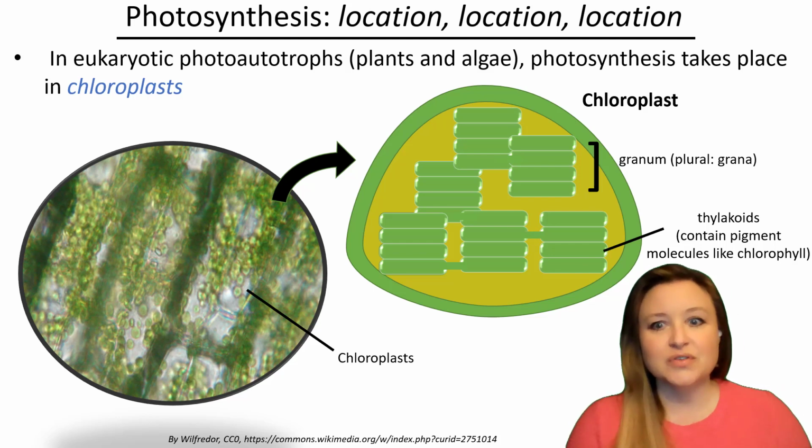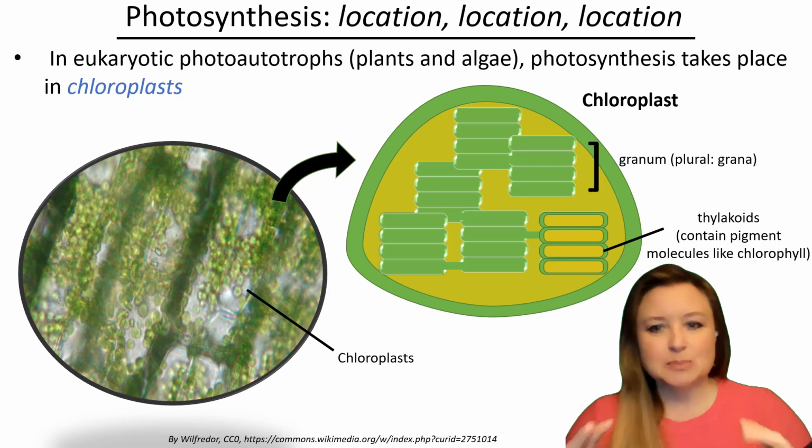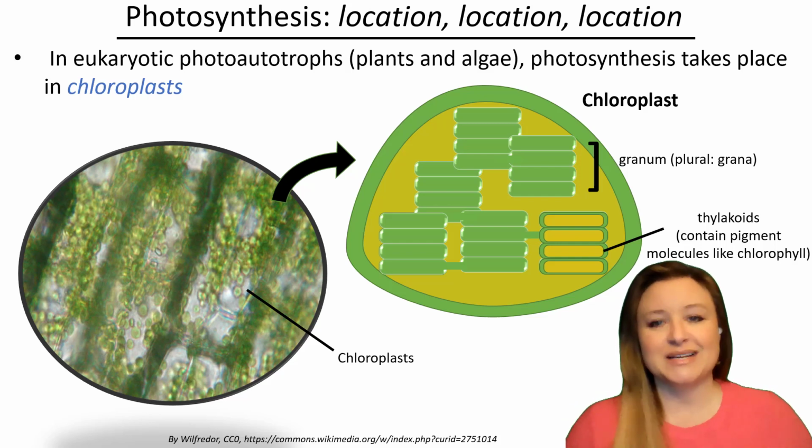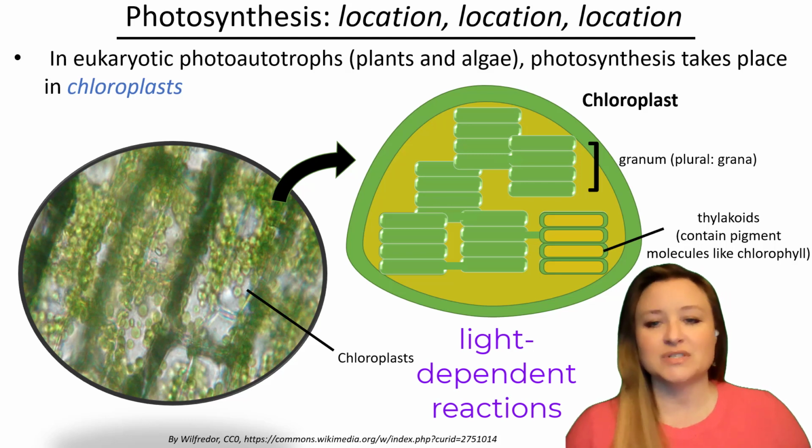Now, if we cut through the thylakoid and look inside of it, we see that it's not solid. It's actually hollow. So these thylakoid membranes are like little spongy discs, okay, with liquid inside of them. So the thylakoids are where the light-dependent reactions are going to take place. That's the first part of photosynthesis.